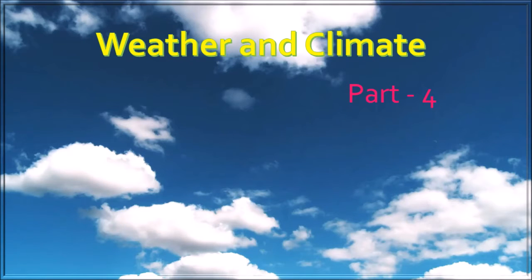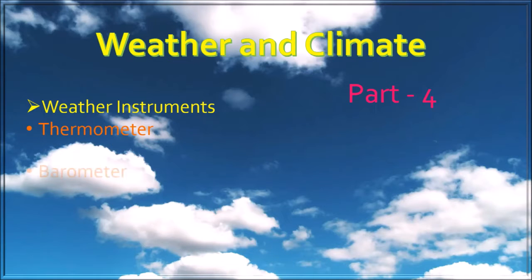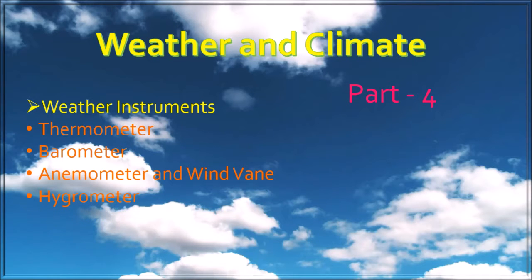Today we are going to learn part 4 of the lesson Weather and Climate. In this lesson we are going to learn about the weather instruments: thermometer, barometer, anemometer and wind vane, hygrometer and rain gauge. We have already learned the first weather instrument, that is thermometer, in part 3 of the video. And today we are going to continue the lesson with barometer.